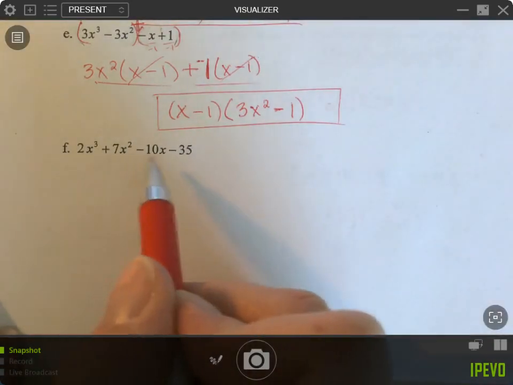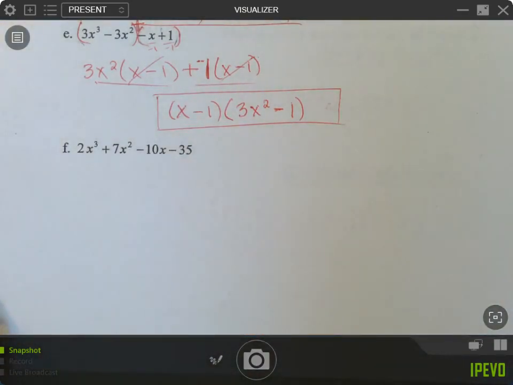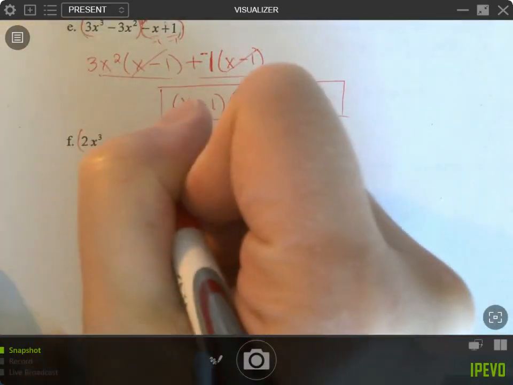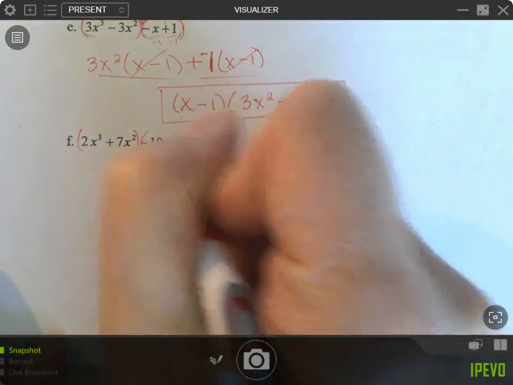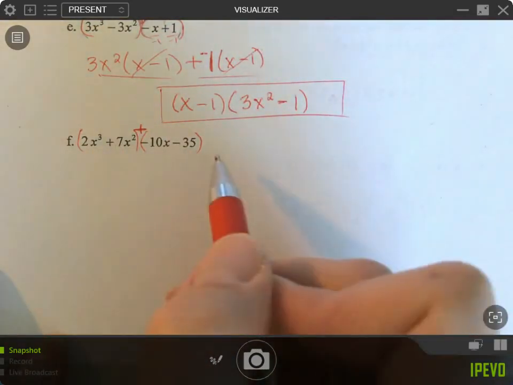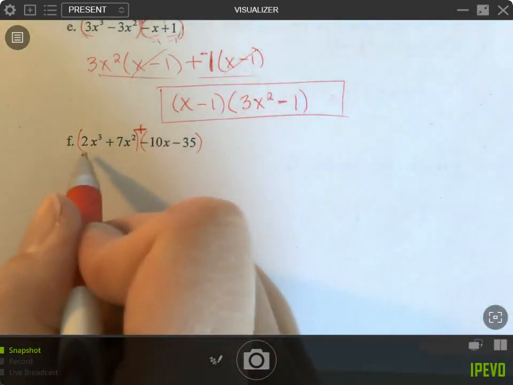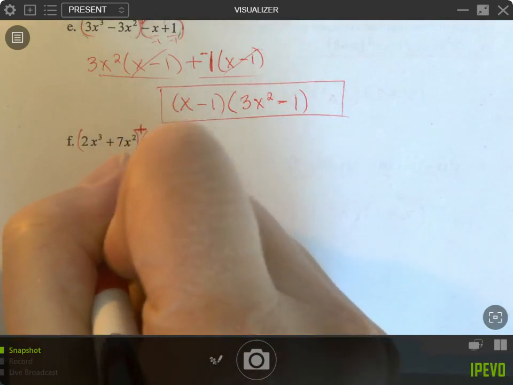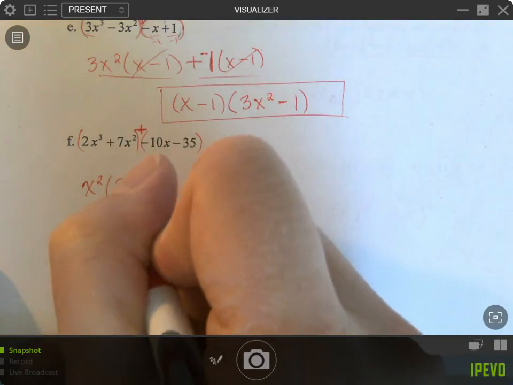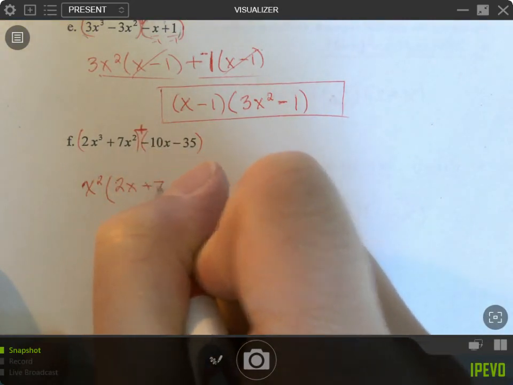There is no GCF, but you need to get in the habit of checking, which is really hard to keep checking when there hasn't been one. I'm going to group it. Group it. Make sure you're adding these because we're not foiling or multiplying. What comes out of the first set? I was going to go with x squared, but thanks for playing. What's left? 2x plus 7.